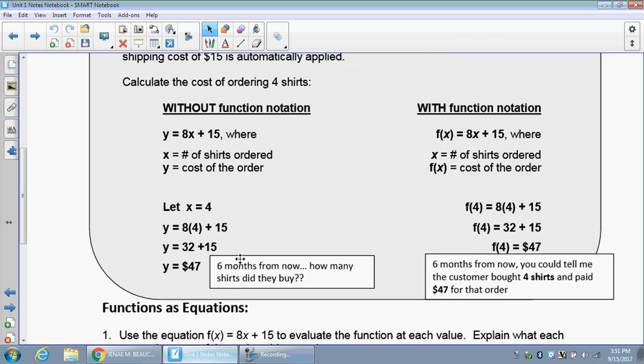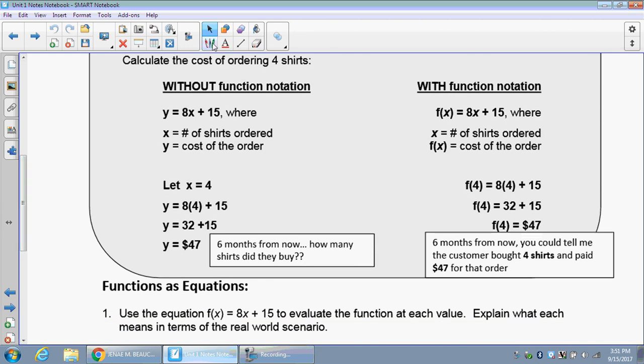Notice here on the left it says without function notation. So we have our original equation, y equals 8x plus 15, to find our variables, x and y, and now we write out in words, let x equal 4, because we're looking to see the cost of 4 shirts. So that's why we wrote this. And so wherever we see x, we are plugging in 4. 8 times 4 plus 15 becomes 32 plus 15, and then we have y equals 47.